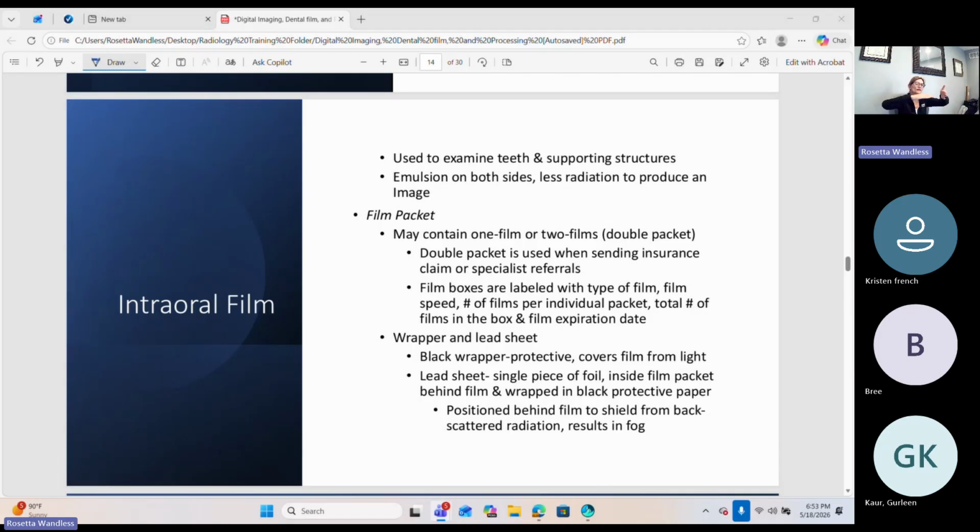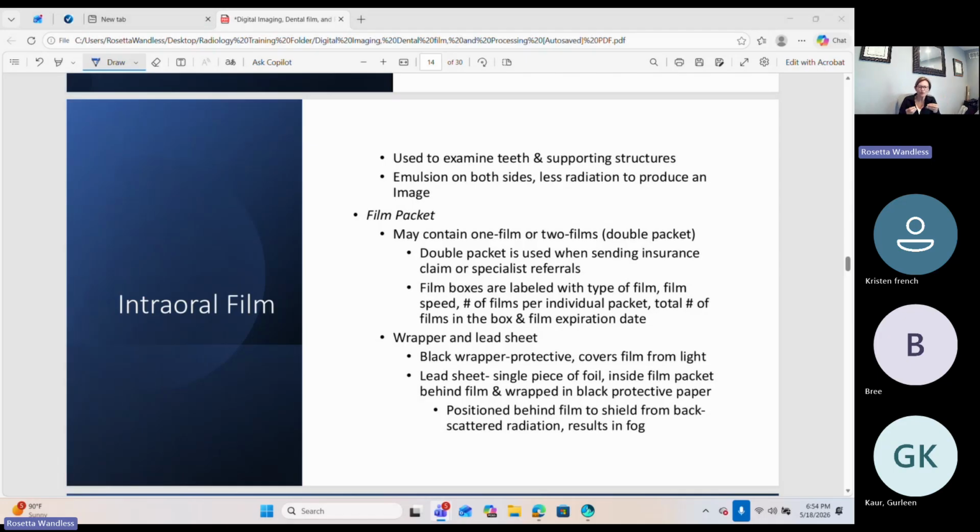Because I don't want the exposure to go straight through. I won't get an image anywhere. It can't bounce back, it can't put it on there. It's going to just go straight through and never end. So that's why you have this lead foil behind there, to shield it from going past, which is great.